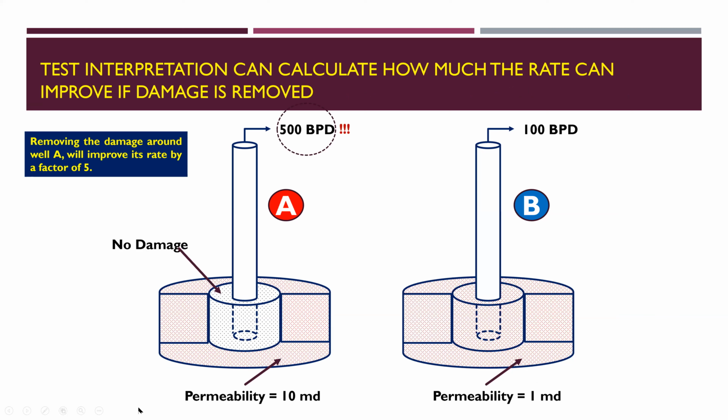As a result of this, the test tool can help us by telling us what will happen if we remove this skin. If we remove the skin here, productivity can increase from 100 to 500. It means 5 times of this well. So a test interpretation can be a good tool to identify which remedial actions need to be taken at the right time to enhance and improve the productivity.